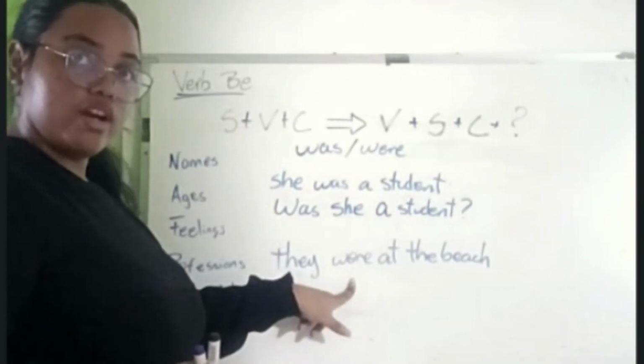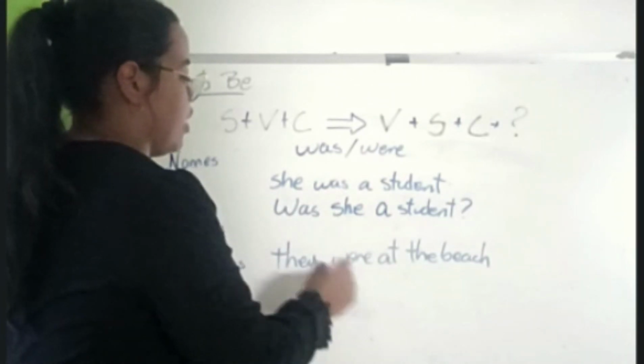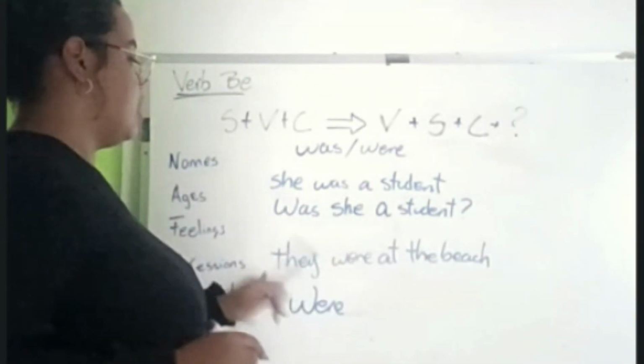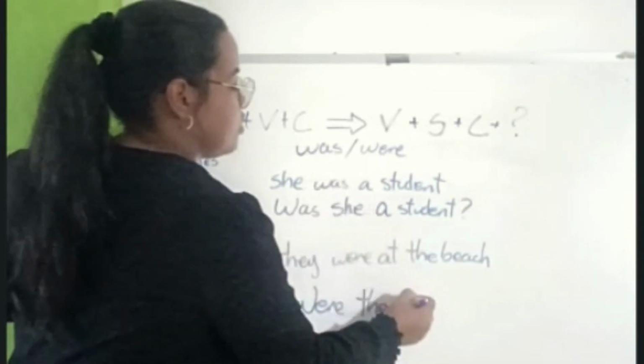So, were is the verb. Were. Okay, now the subject. They. Were they at the beach?